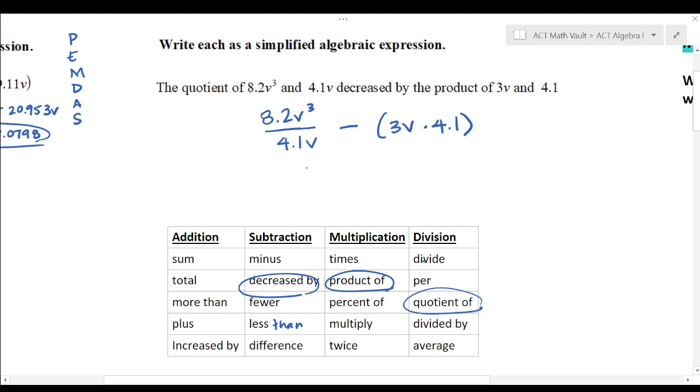So 8.2 over 4.1 is 2. v to the third over v to the first. Remember, you subtract, that's exponent rules. You subtract, you get two v's left. Basically, one set of v's would cancel, and you get two v's left over. And then you would subtract off the 4.1 times 3, which is just 12.3v. And I can't do anything else. I cannot combine those two because they are not like terms. So I'm going to leave my answer like that.